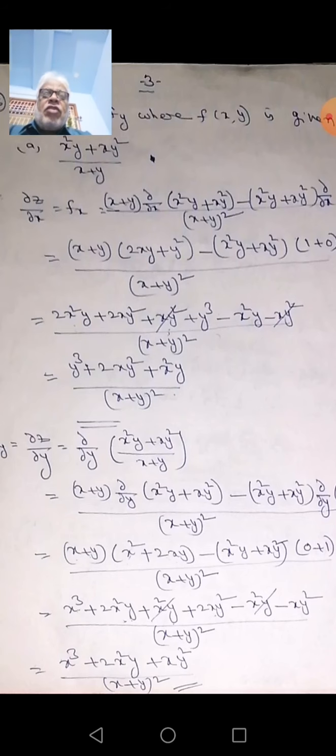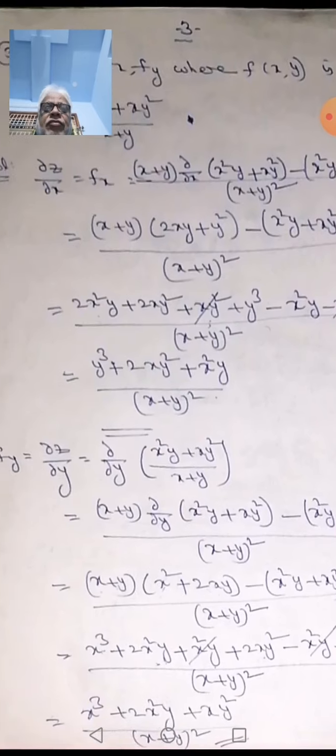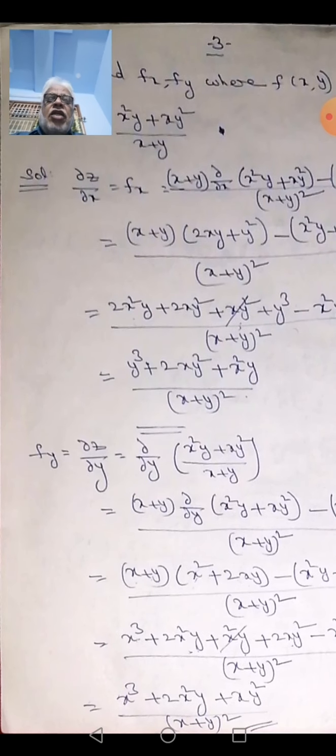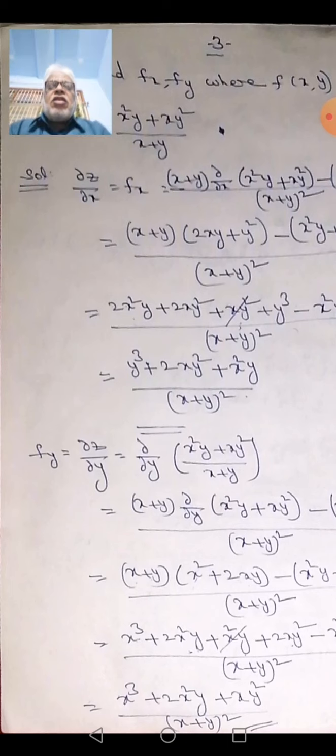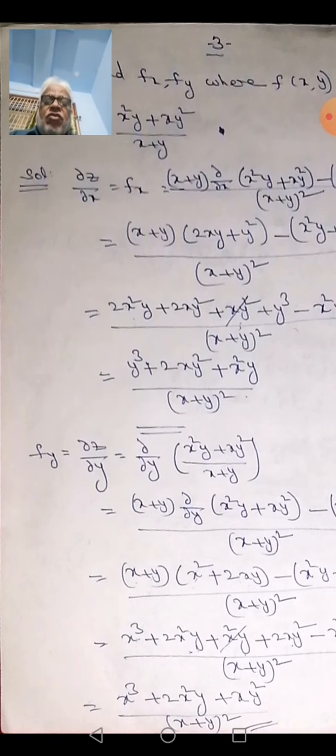The first term is over. Coming to the second term, multiplying with 1 means minus x square y minus xy square. If you cancel xy square, you get y cube plus 2xy square plus x square y, by x plus y whole square. That is dou z by dou x, denoted by fx. It means z differentiated with respect to x partially. This is your solution. So what is fy?